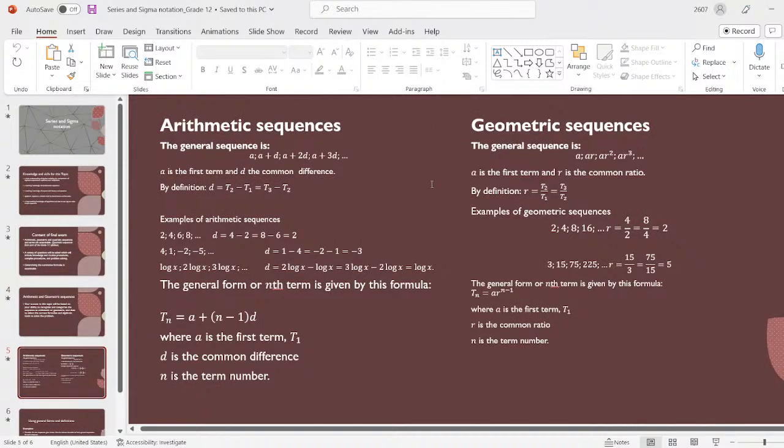All right, so this is just an explanation that this side we have an arithmetic sequence and on the right hand side we have a geometric sequence. So the first term is always a, that is t1. Then t2 is a plus d. Then t3 is a plus 2d. Then t4 is a plus 3d, and so on. So a is the first term and d is a common difference. So by definition, d is equal to t2 minus t1 is equal to t3 minus t2.